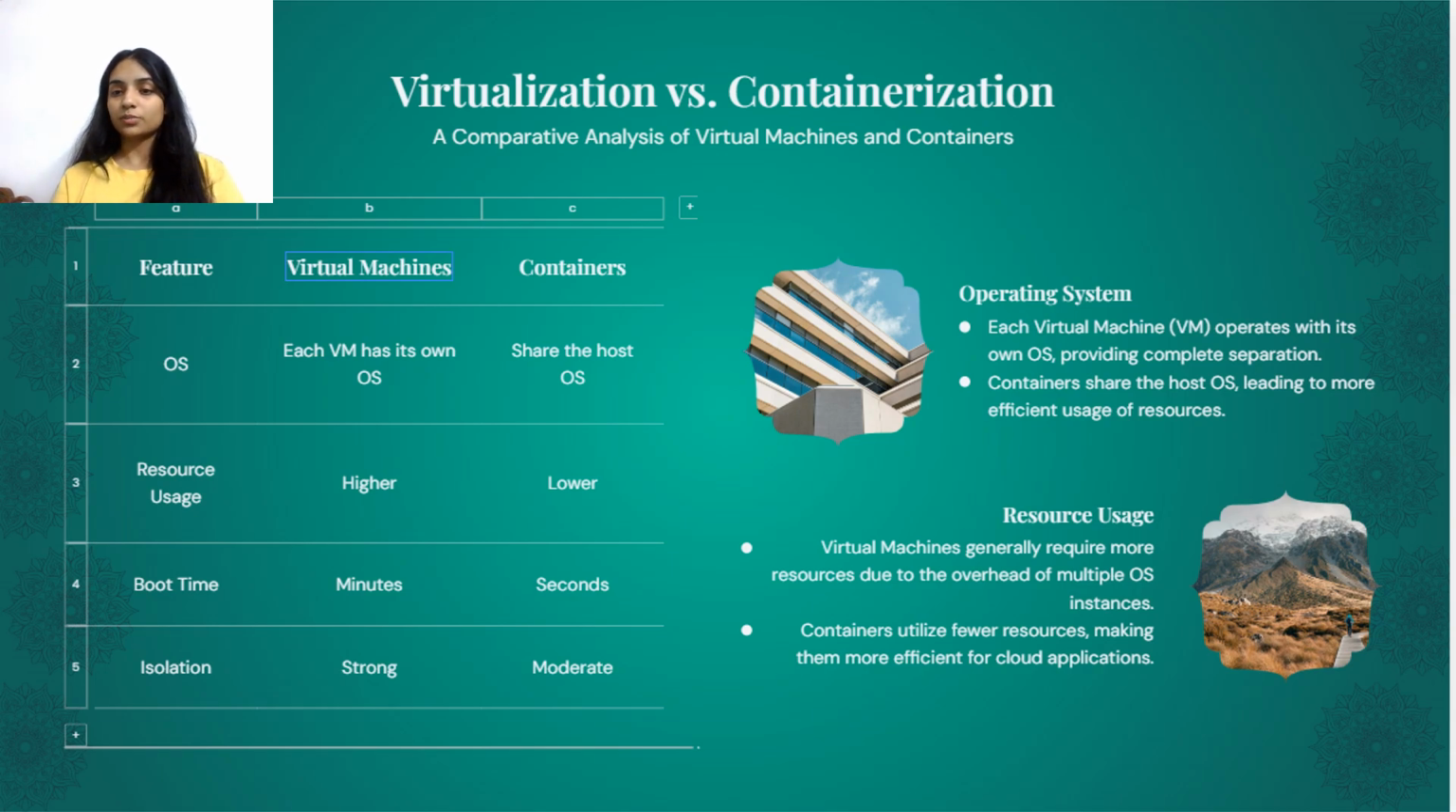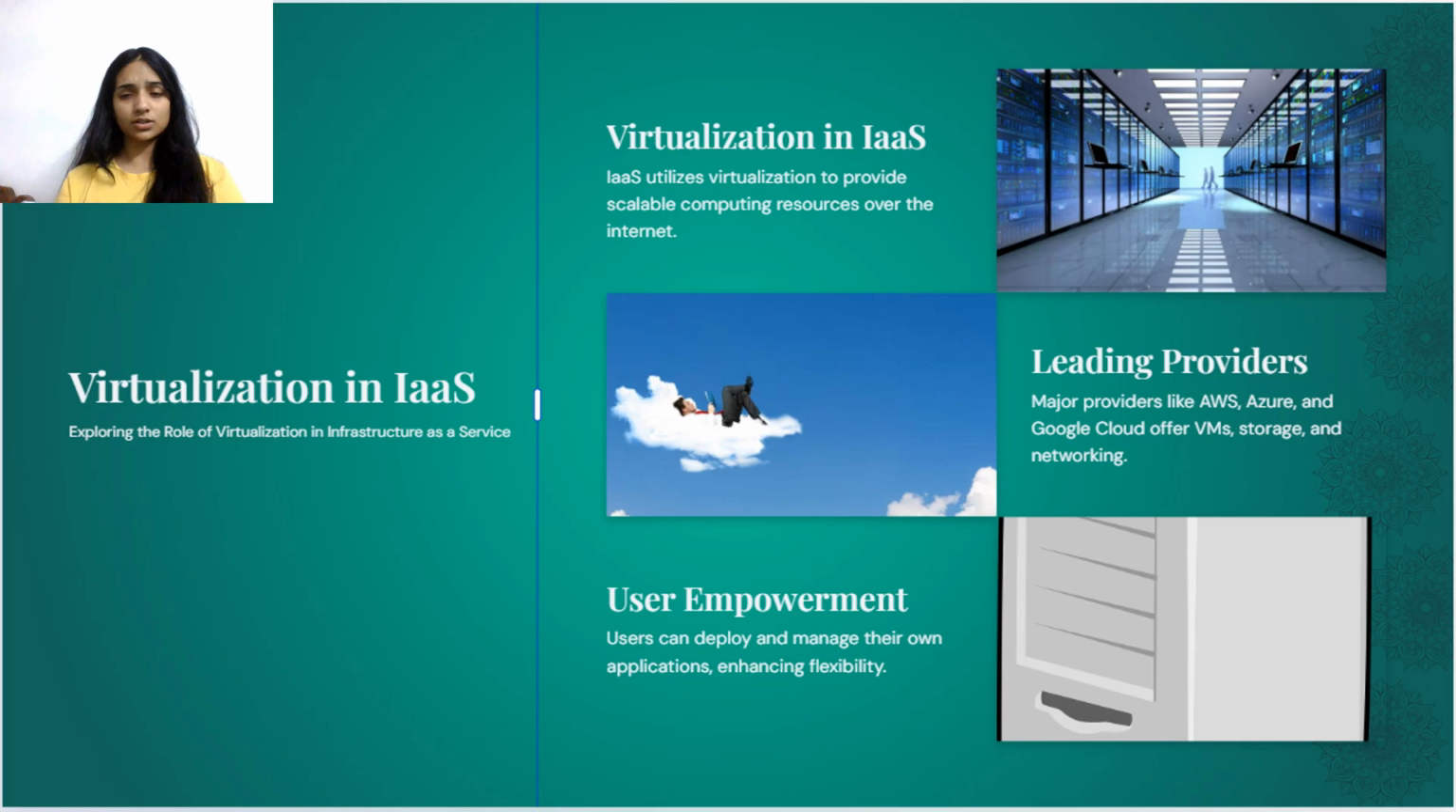Operating system: each virtual machine operates with its own operating system, providing complete separation. Containers share the host operating system, leading to more efficient usage of resources. Resource usage: virtual machines generally require more resources due to the overhead of multiple operating systems. Containers utilize fewer resources, making them more efficient for cloud applications. So this is all about that. The next slide is virtualization in infrastructure as a service, exploring the role of virtualization in infrastructure as a service.